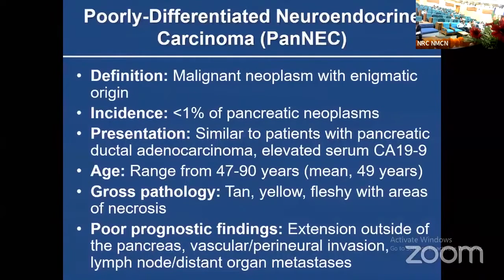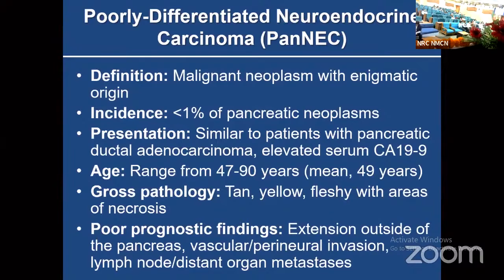Poorly differentiated neuroendocrine carcinomas are rare neoplasms of the pancreas, and their origin is unclear. The general thought is that these neoplasms do not arise from the islets of Langerhans, but rather represent transdifferentiation from the exocrine pancreas, such as the ducts or acinar parenchyma.